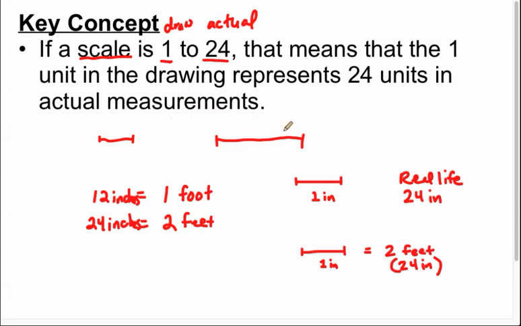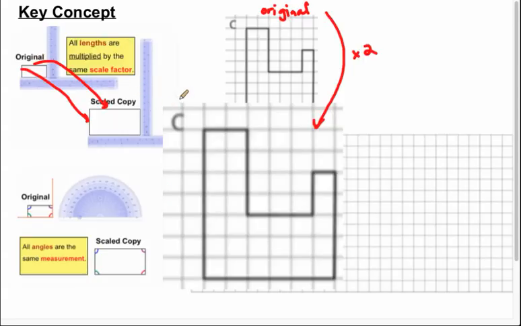This unit was all about scale drawings. Scale drawings involve two things you have to be really aware of. Scale drawings involve scale, which tells us how actual measurements are represented in the drawings themselves. And we also have to think about drawing measurements and actual measurements. And scale copies are copies of original figures that have their side lengths multiplied by the exact same scale factor, and all angles are going to be the same measurement.